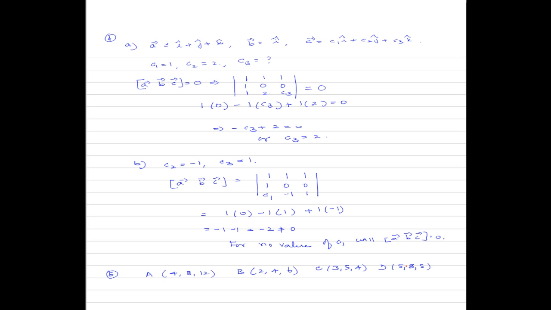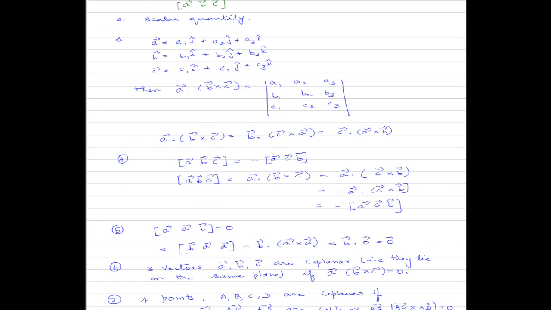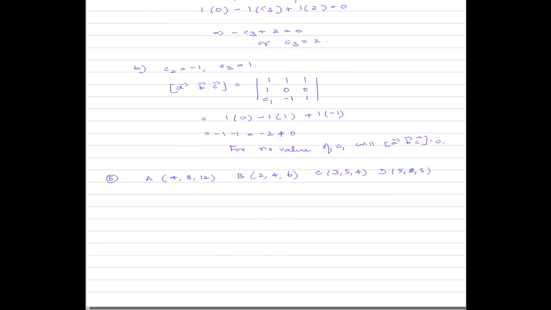Let us do the fifth problem. Show that the 4 points with position vectors 4i plus 8j plus 12k, 2i plus 4j plus 6k, 3i plus 5j plus 4k and 5i plus 8j plus 5k are coplanar. So we have just seen in the seventh property that 4 points A, B, C, D are coplanar if AB vector, AC vector and AD vector are coplanar. Using this property, first we have to find AB vector, AC vector and AD vector.